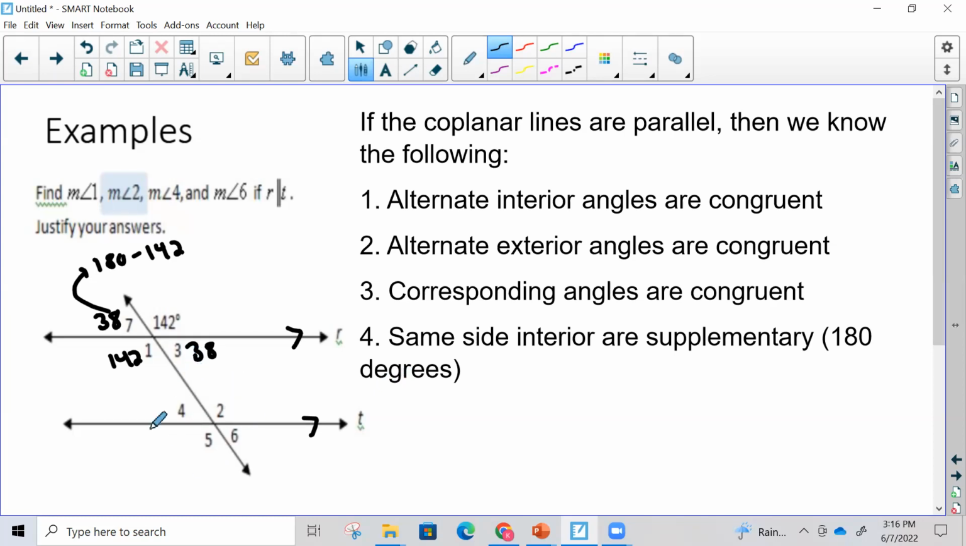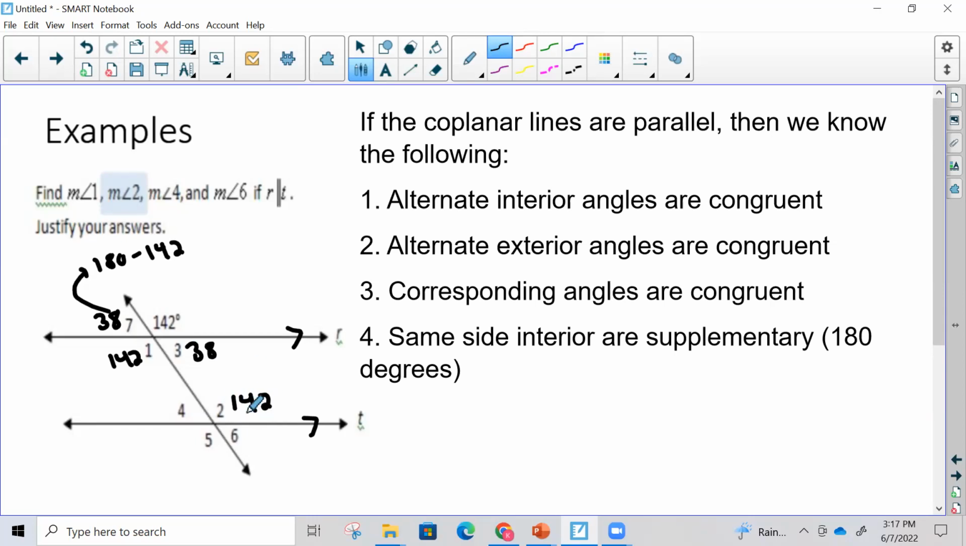Okay, now when I want to find these angles, I use these relationships. You can use a lot of different ones when you're doing them. So if I look at angle 1, it's 142, and I want to find angle 2. Well, angle 1 and angle 2 are alternate interior, so angle 2 is also 142 degrees. Or you could say angle 2 and 142 are corresponding. They're in the same location, the top right of those coplanar lines, so they're also congruent and also 142.